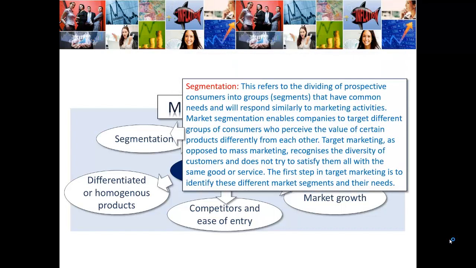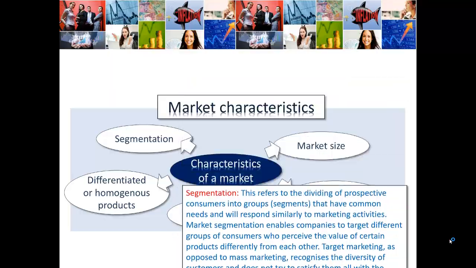Segmentation refers to dividing prospective consumers into groups, different segments, that have common needs and are going to respond similarly to marketing activities. Market segmentation enables companies to target different groups of consumers who perceive the value of certain products differently from each other. Target marketing, as opposed to mass marketing, is marketing to a specific segment, a specific group of customers. It recognizes the diversity of customers, and doesn't try to satisfy them all with the same good or service. The first step in target marketing is to identify these different market segments and their needs.